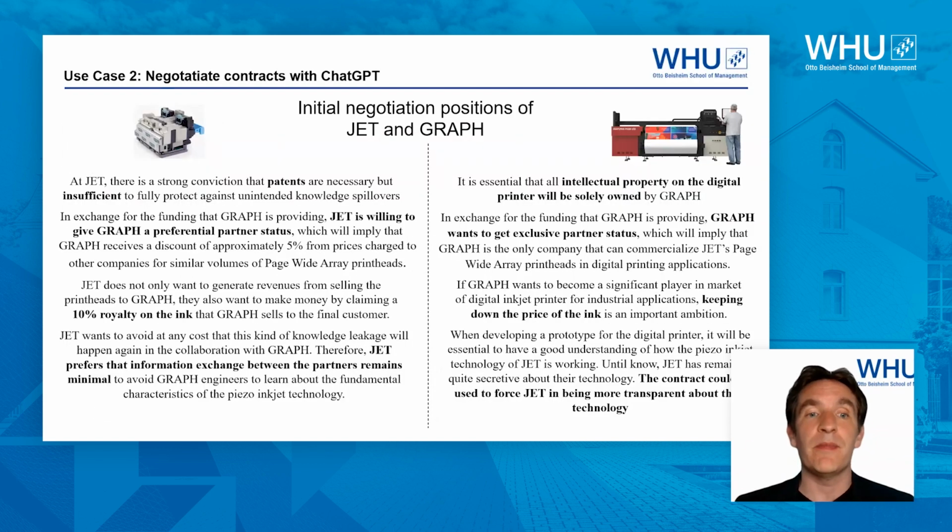Yeah, so I give them background information about the 2 partners and their wishes. For instance, Jet wants to get what is called a 10% royalty on the ink in the printing system, whereas Graph actually does not want to give that kind of royalty. Jet only wants to give Graph a preferential partner status, whereas Graph actually wants to get an exclusive partner status.